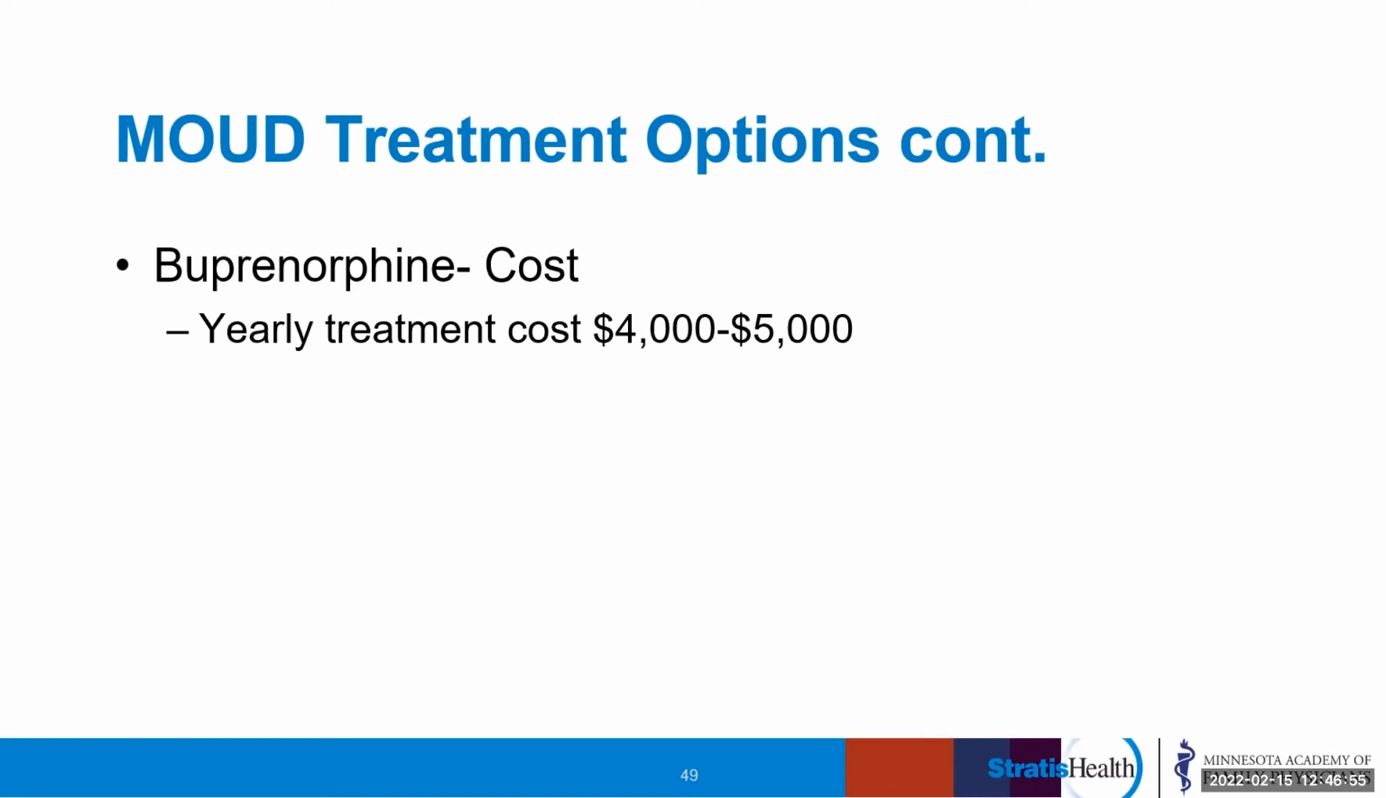What's the cost of bup? Well, you're probably looking at $4,000 to $5,000 a year, depending on how often you're seeing them. A lot of our patients that we see every other month when they've been stable for years, I suspect this number is probably half. So it can be relatively cost effective.